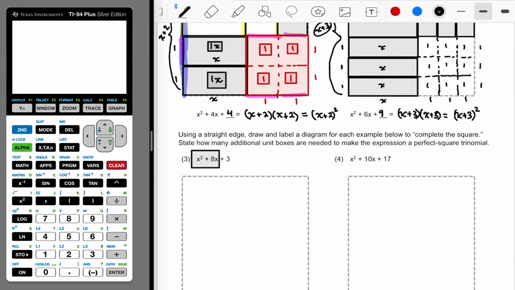I need an x squared and an 8x. So I'm going to draw a big old square. Fit it in. I need to break this up into quarters, so that should be a little easier, at least sizing wise.